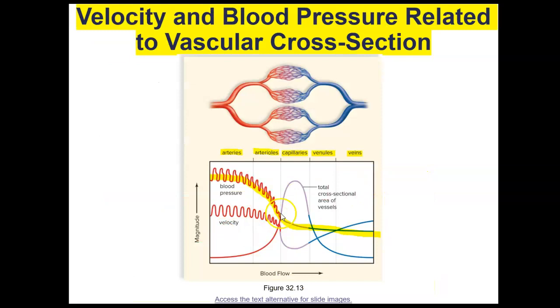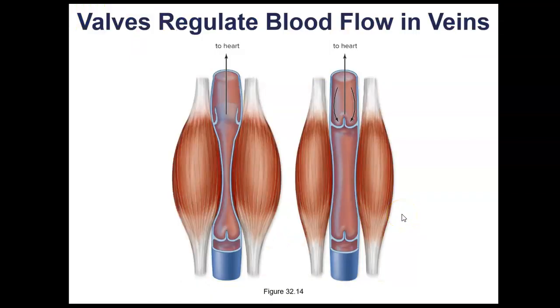And this graph just shows you that blood pressure is higher in arteries, and then it gets lower in arterioles, lower in capillaries, venules, and it's the lowest in veins. This is showing you how skeletal muscles squeeze against the veins and help to push blood back up to the heart.